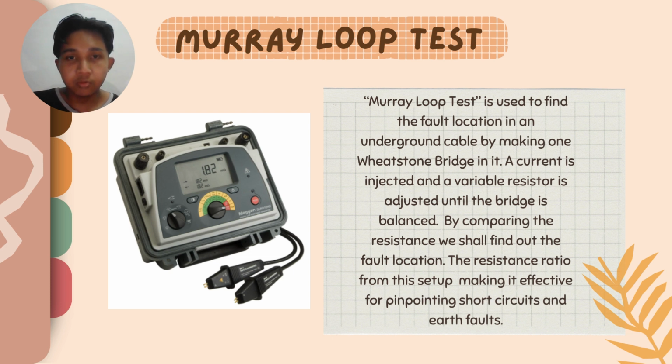For the Murray loop test, what is the Murray loop test? The Murray loop test is used to find the fault location in an underground cable by making one Wheatstone bridge in it. A current is injected and a variable resistor is adjusted until the bridge is balanced. By comparing the resistance, we can find out the fault location from the resistance ratio of the setup, making it effective for pinpointing short circuit faults and earth faults.